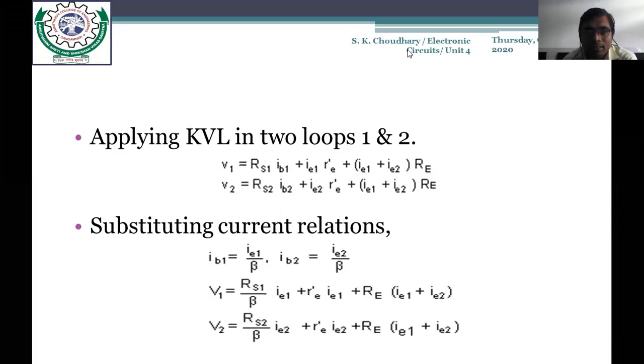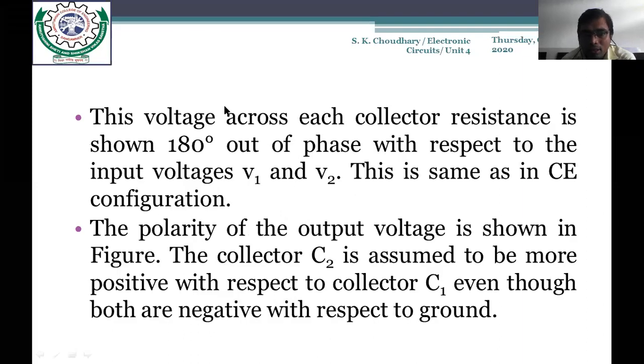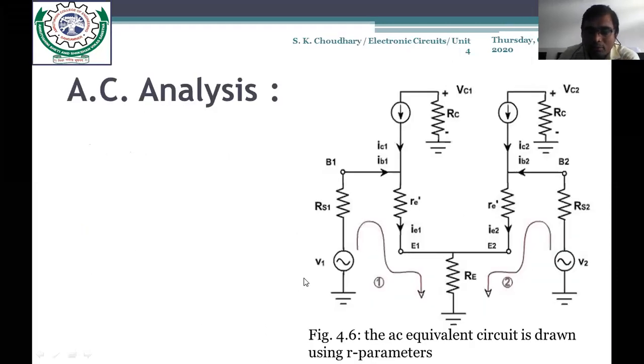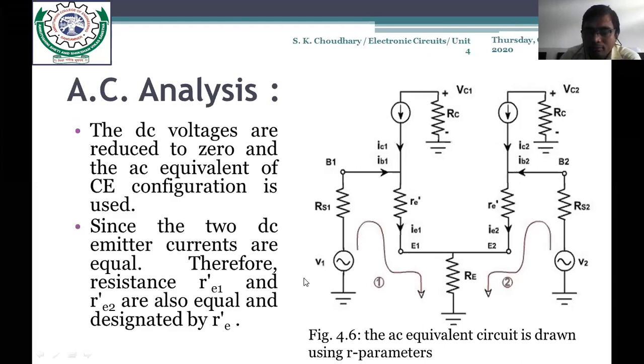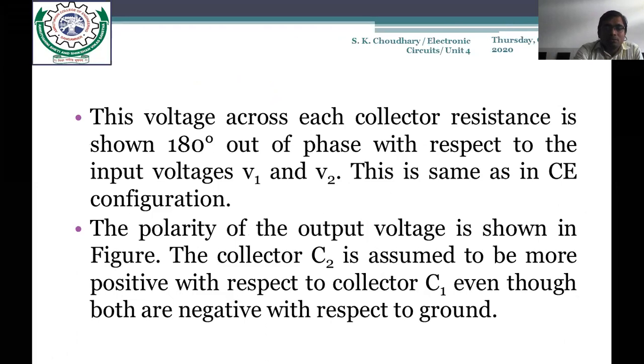So see here, in this particular case, what we have seen is that both the collector resistances are showing 180-degree out of phase signals, and we have assumed that C2 is more positive than C1, but still both are negative with respect to the ground signal. Because it is a common emitter, obviously the collector terminal would be given a negative voltage with respect to the input voltage.